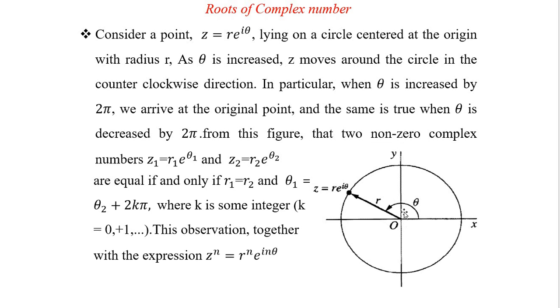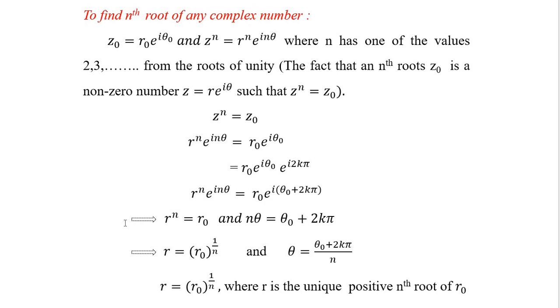That is because the radians will be the difference. So we add the small differences to k pi. In this observation, we may write in general z to the power n equal to r to the power n into e power i n theta. So using this idea, we are now going to find the nth root of any complex number.